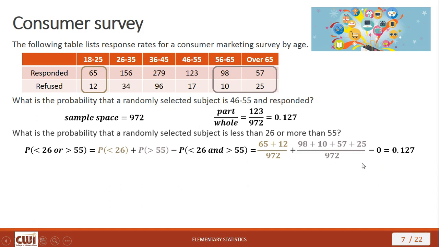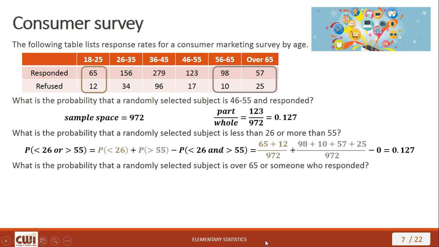Punch all this out on your calculator and out comes 0.127. This then is our probability that a randomly selected subject is less than 26 and more than 55. It's actually coincidental that it's the same number that we got previously. The math just happened to work out that way.